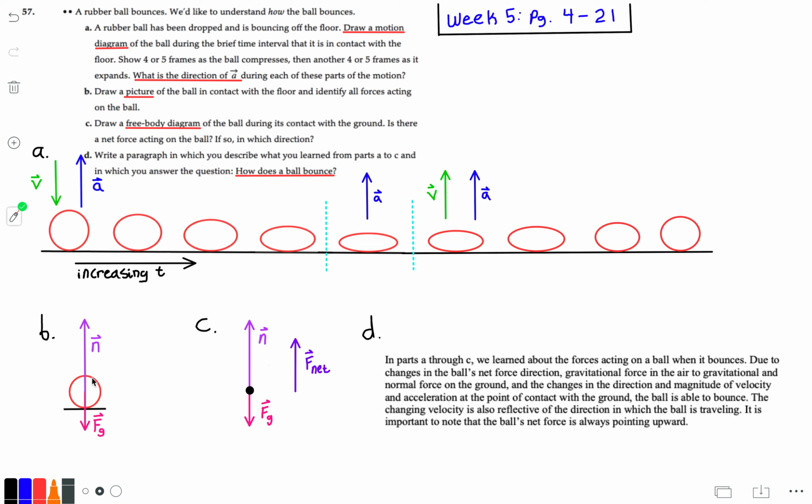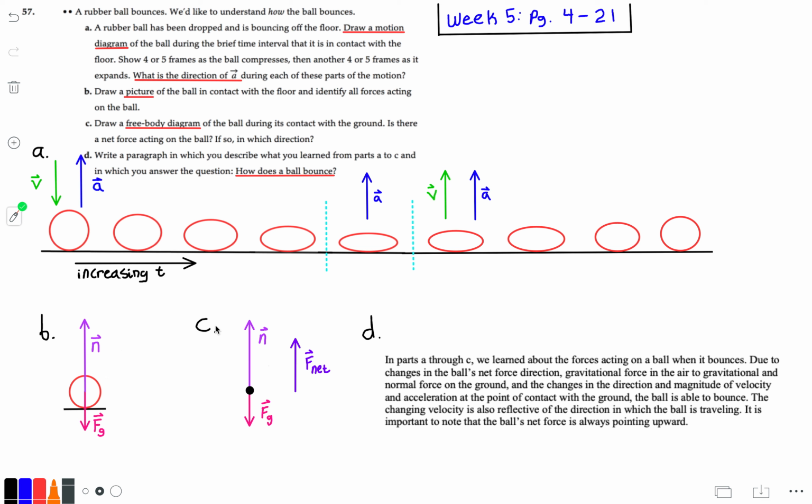All right, so for part B, we have to draw a picture of the ball and the forces associated with it as it is in contact with the floor. Here we have our force of gravity, of course, as always for any object on Earth. And we also have our normal force because it is on the ground. In this situation, our normal force is actually going to be greater than our force of gravity because there needs to be something pulling the ball upward as it's moving up.